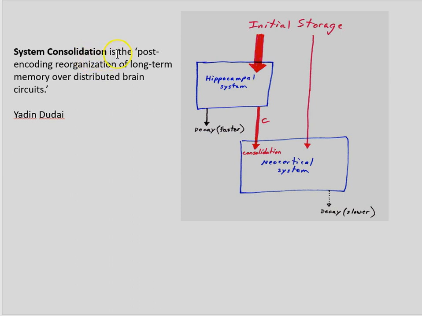So system consolidation is the post-encoding reorganization of long-term memory over distributed brain circuits. In this case, the hippocampal system and the whole surface of the cortex. And at this stage, scientists suspected perhaps what's going on here is the brain is transforming the memory from a system where memories decay quickly to a memory system where the memories decay more slowly. And so this is the normal processing of information, and storage of memory involves this communication between these two brain regions.